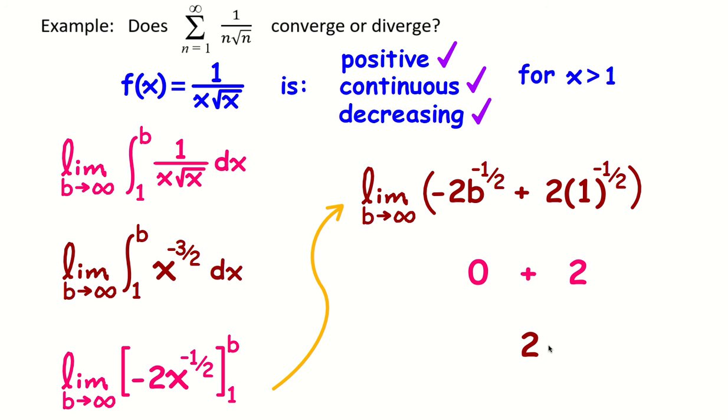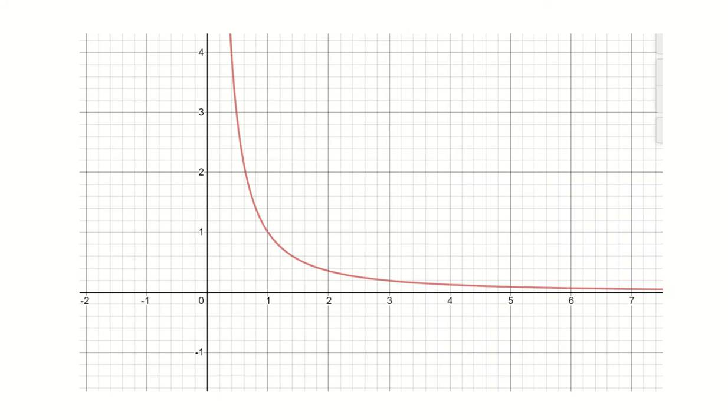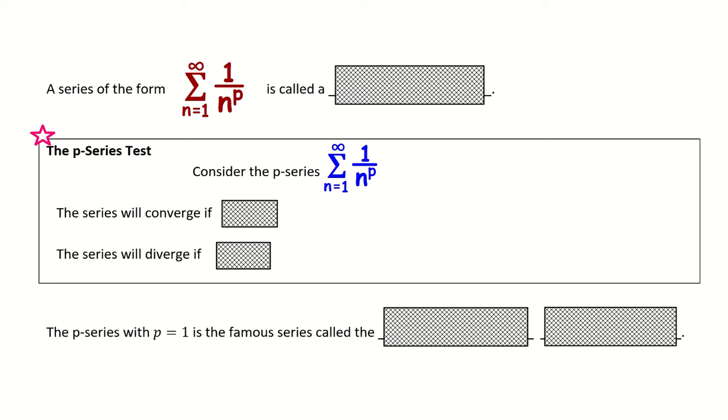I don't know why I didn't write the final answer, because the final answer is that it converges. This series converges because the integral did. See how it converged to 2? That means the series also converges. So that's the integral test. It's pretty easy to figure out when it applies and how to run it and figure out convergence or divergence.